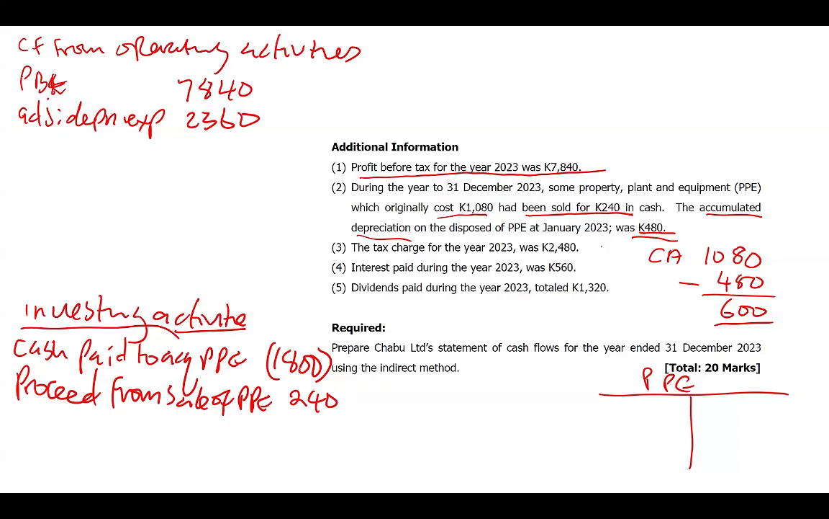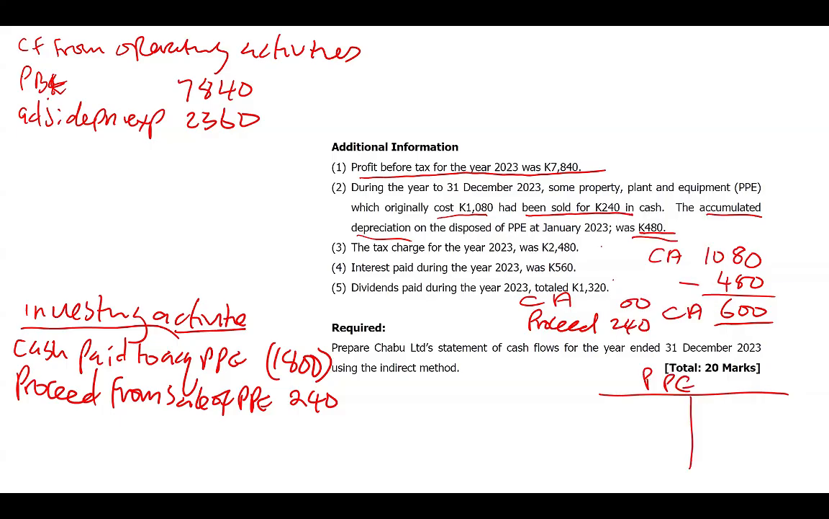Then after calculating the carrying amount here, we need to check whether the disposal was at a profit or at a loss. So here, to get profit or loss, compare carrying amount with the proceeds. So proceeds 240, carrying amount 600.